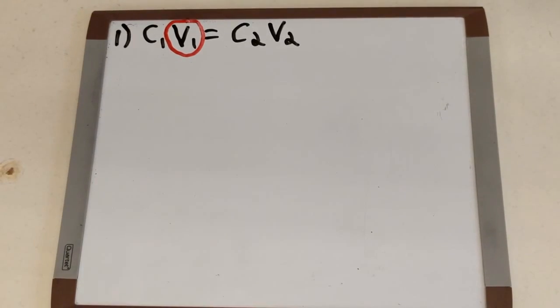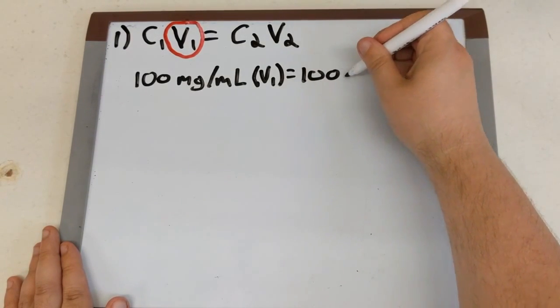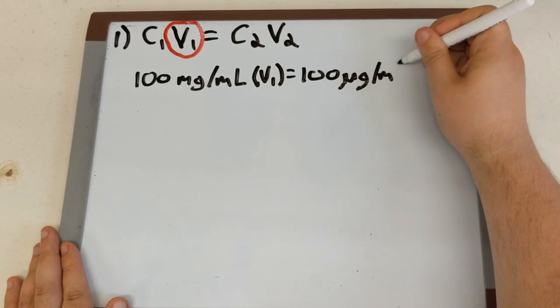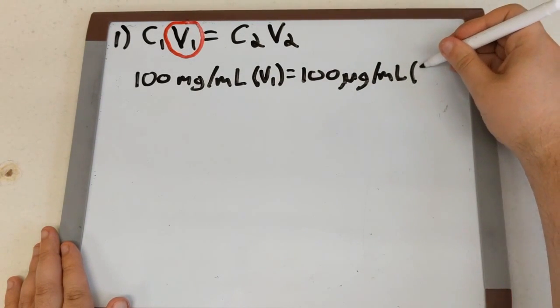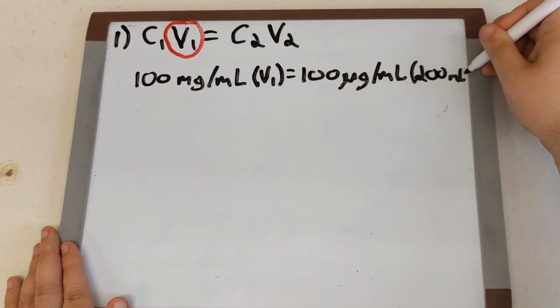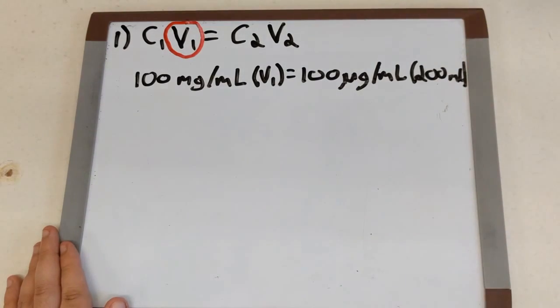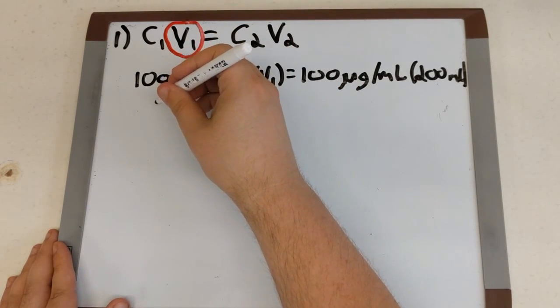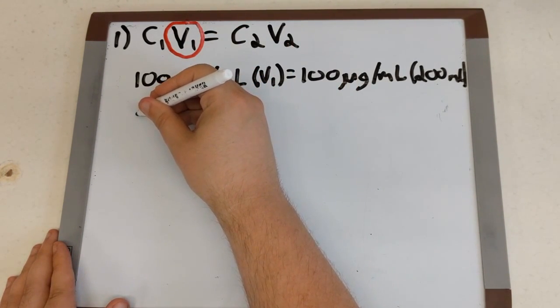Our second example is going to use the same C1V1 equals C2V2 formula, but we're doing it with a mass over volume type of concentration. In this example, we have a stock of 100 milligrams per mil, and we want 100 micrograms per mil, and we want a final volume of 200 milliliters.